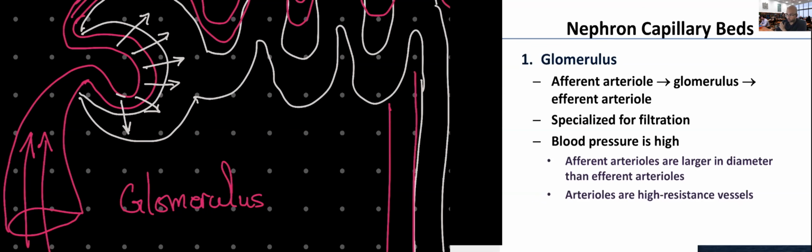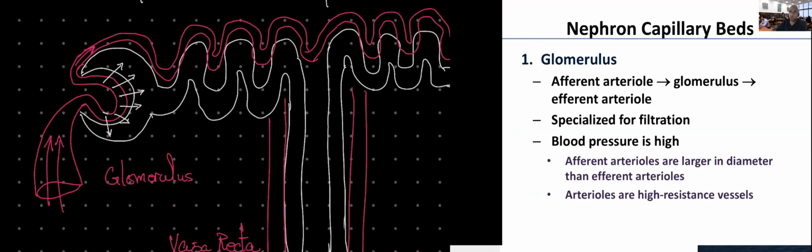High pressure. So here the glomerulus has a high pressure, and this tells you why the kidney, if you remember, is it in favor of high blood pressure or low blood pressure? Do you remember? It hates low blood pressure.